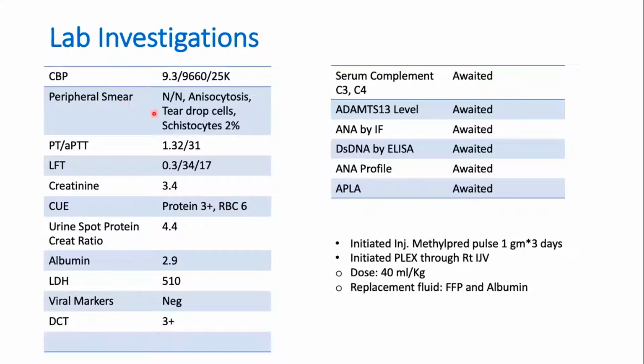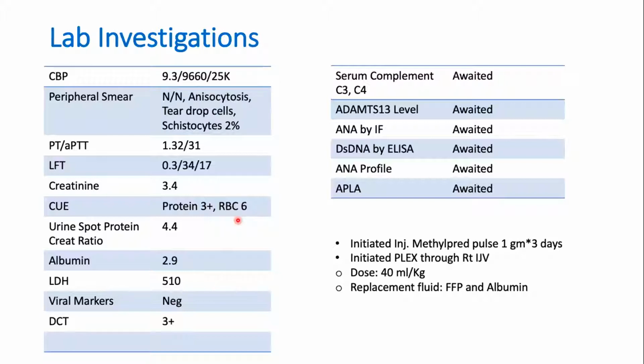His peripheral smear showed schistocytes of 2%. Coagulation profile was normal. Proteinuria was around 4 grams. Creatinine was 3.4, and his DCT was positive, 3 plus. We sent autoimmune markers like serum complement levels and ADAMTS13 level, because he had severe thrombocytopenia. We also sent APLA, ANA, and ANA profile. So he has evidence of MAHA, that is thrombocytopenia, schistocytes, mildly raised LDH, and albuminuria.